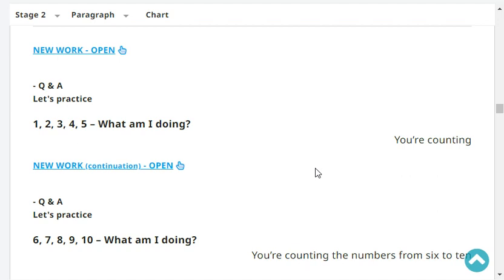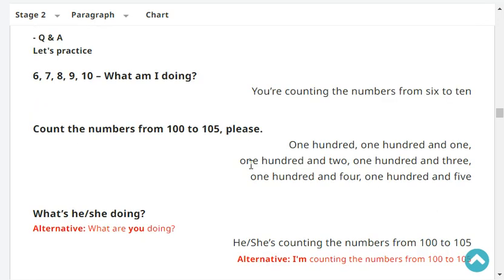One, two, three, four, five. What am I doing? You're counting. You are counting the numbers from 1 to 5. 6, 7, 8, 9, 10. What am I doing? You are counting the numbers from 6 to 10. Very good.